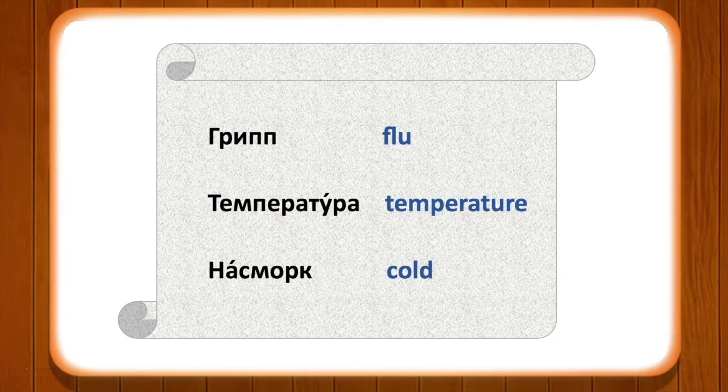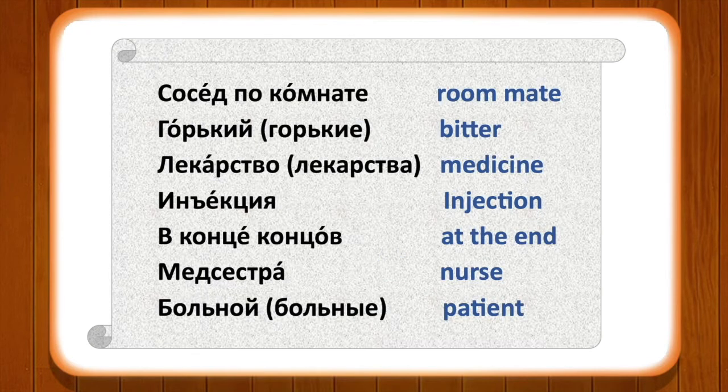Dear learners, in this text, we have a lot of new nouns and adjectives. Let's know their meaning in English. Grip. Grip means flu. Temperatura. Temperature. Or you can say fever. Nasmuch. Nasmuch is cold. Sasya pakumnatye. This is a word combination and it means roommate.